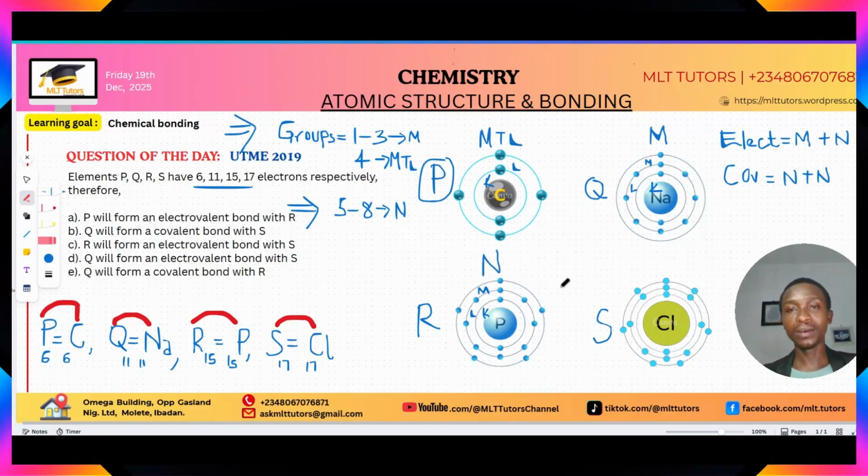Okay, we are almost there. And element S. How many shells does S have? S has K, L, and M. Definitely M is the outermost shell. Then how many electrons are present in the outermost shell?